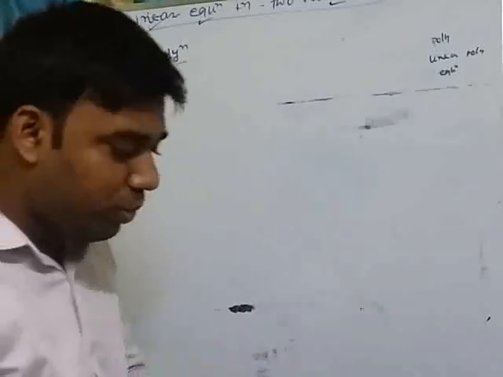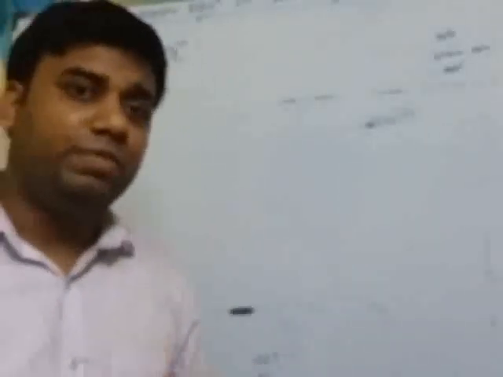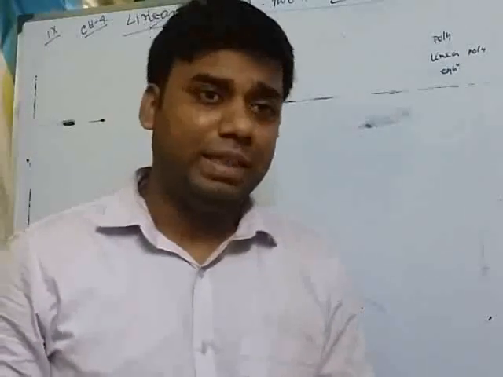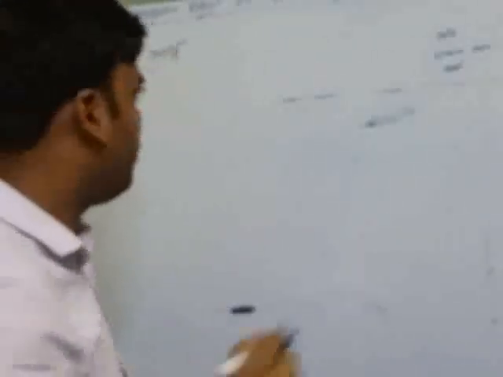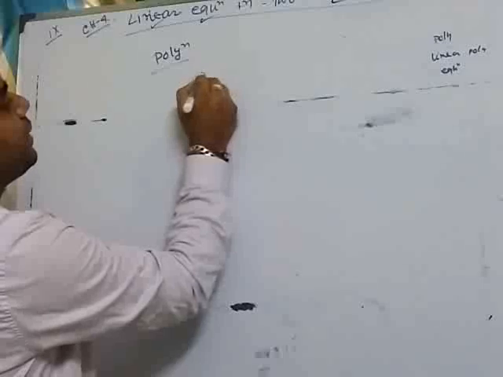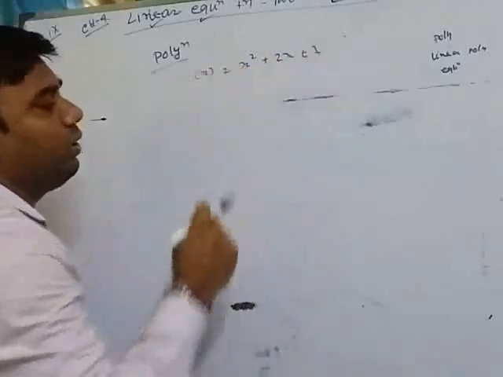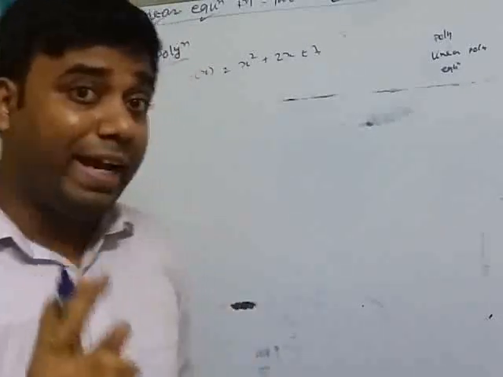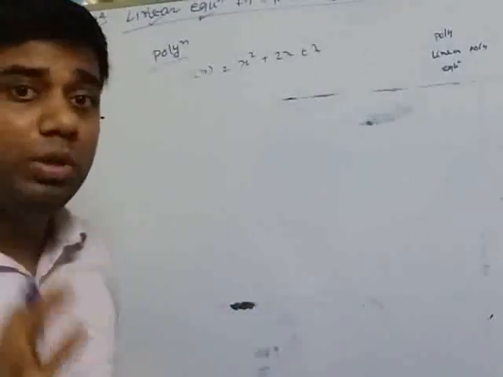What is a polynomial? A mathematical algebraic expression having power of each variable a non-negative integer. It means non-negative integers. These algebraic expressions are called polynomials. For example, p(x) equal to x square plus 2x plus 7. When the powers of the variables are non-negative integers, those algebraic expressions are called polynomials.